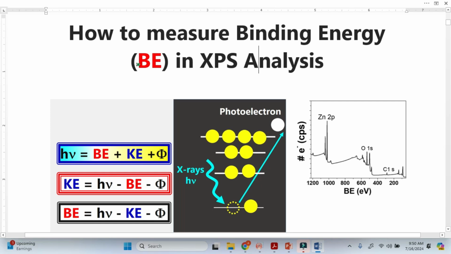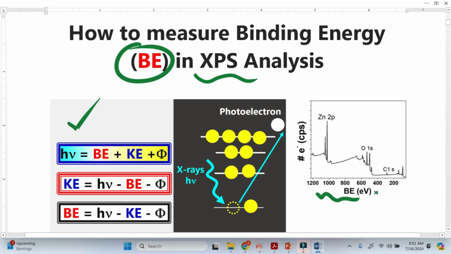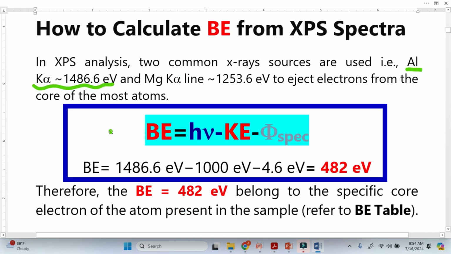Let's discuss how binding energy can be calculated from XPS spectra. These are the famous equations for binding energy calculation. If we look into the XPS spectrum, the x-axis is binding energy, so it plays a crucial role in XPS analysis. We will use these famous equations to calculate binding energy from XPS spectra.